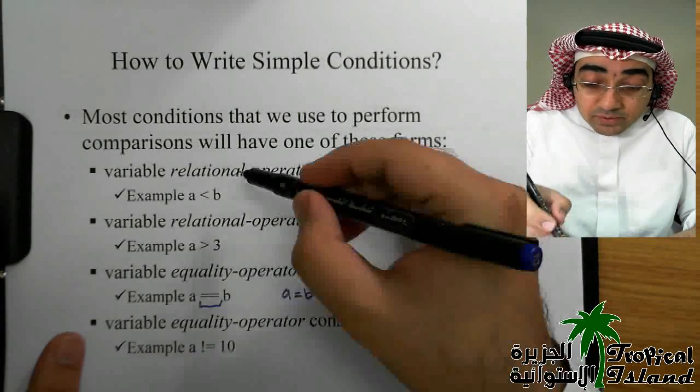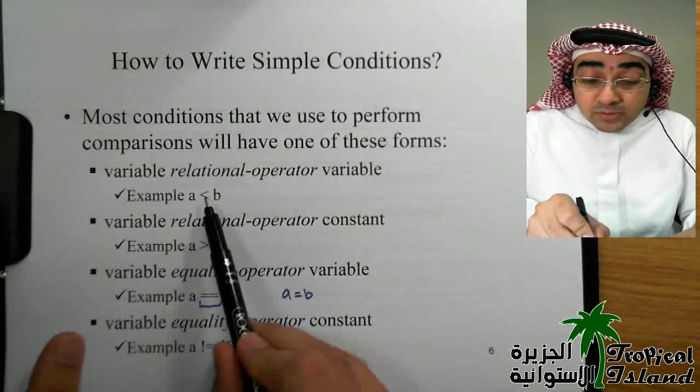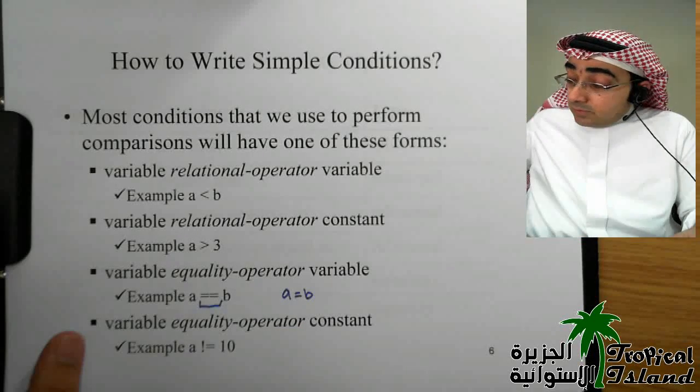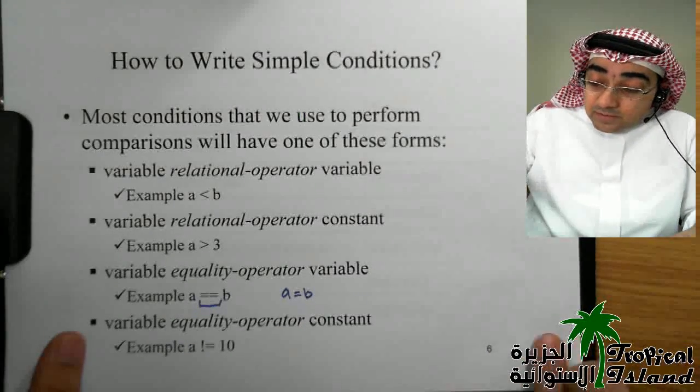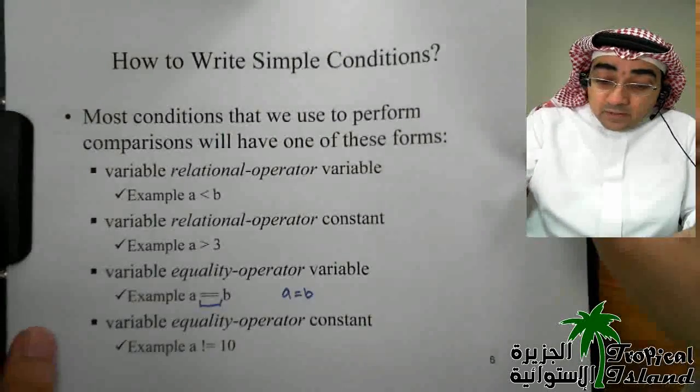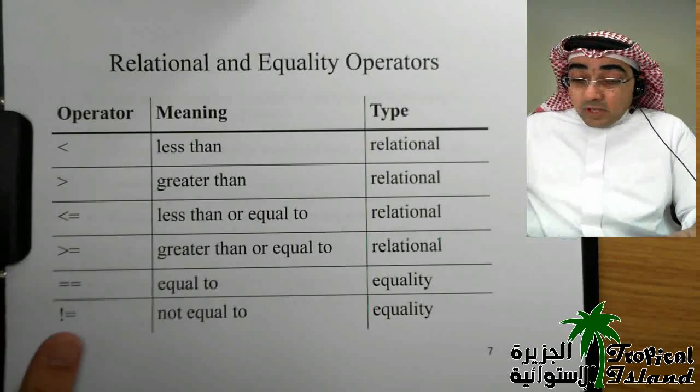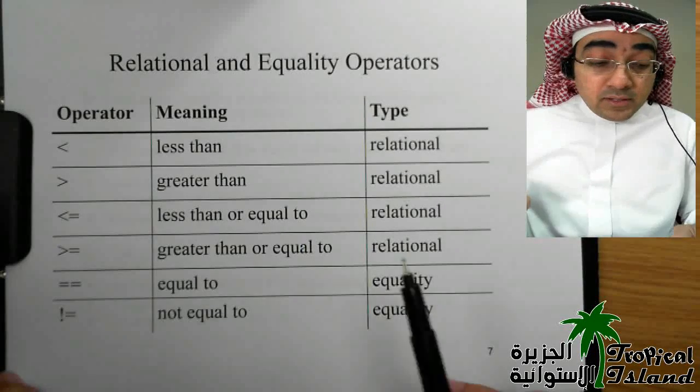So, equality operators and relation operators. Relation operators such as less than, greater than, less than or equal to, greater than or equal to, or anything else that you might be using in your programming. Okay, so let's look at the operators, and here is the list of all the operators.